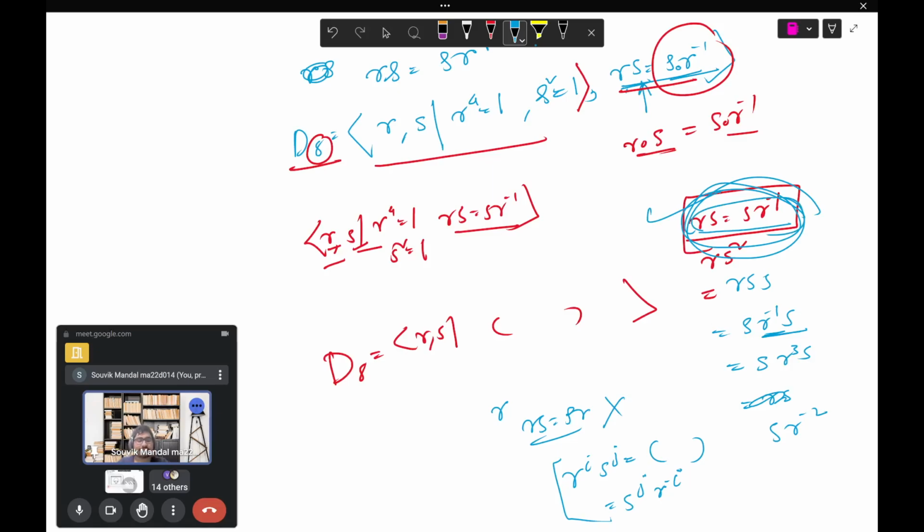We may need more relations, but since there are only two generators and they are not commuting, that's why we need to know what rs is and what sr is. rs equal to s r inverse then gives all possible values of r to the power i, s to the power j in the opposite direction. So that's why only one relation is sufficient.